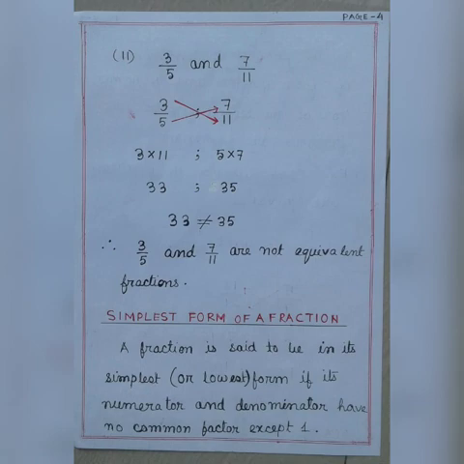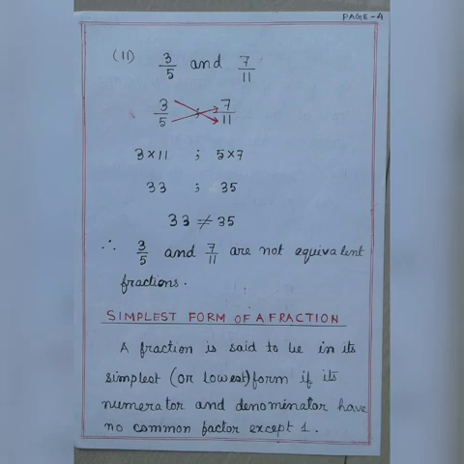The arrow mark I have given, you have to multiply the quantities 3 into 11 and 5 into 7. 3 into 11 is 33, 5 into 7 is 35. 33 is not equal to 35, therefore 3 by 5 and 7 by 11 are not equivalent fractions.